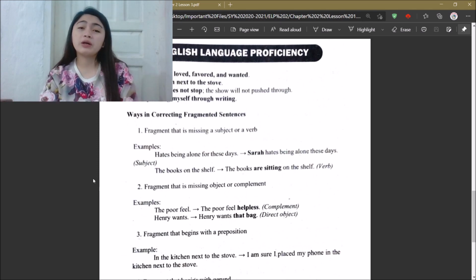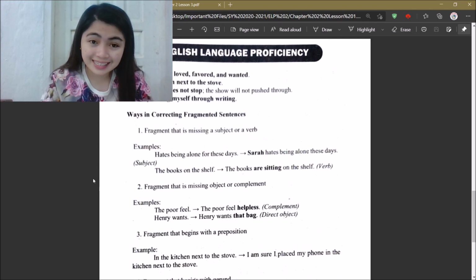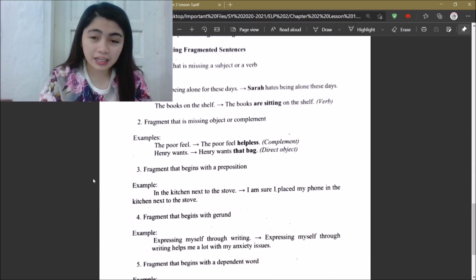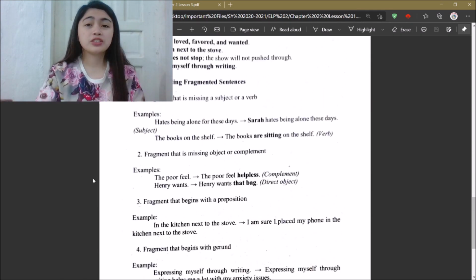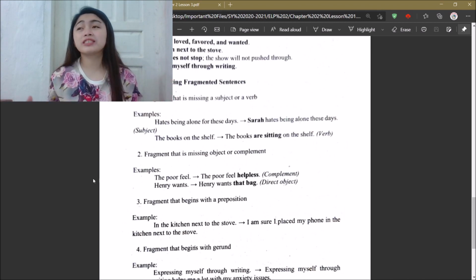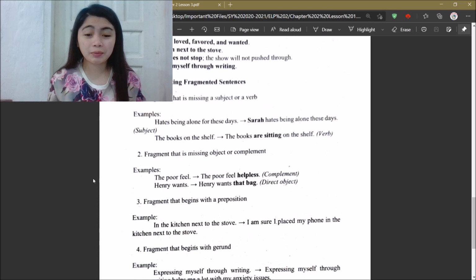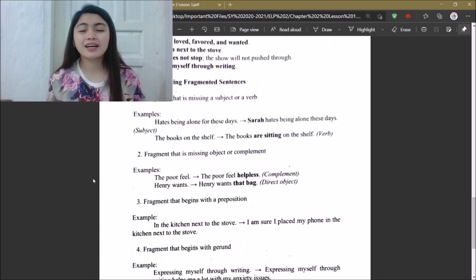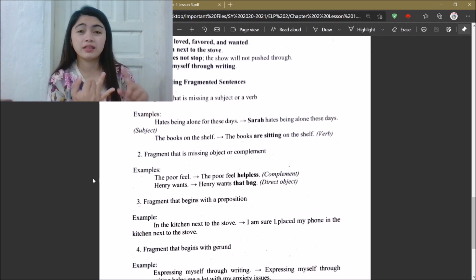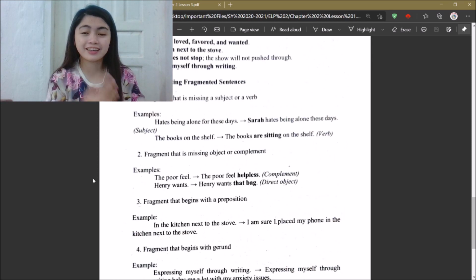So, what are the ways in correcting fragmented sentences? Number one is, yun nga, fragment that is missing a subject or a verb. So, we have our subject, di ba? Subjects natin are nouns. Or sabi ko kanina na gerund. Okay? So, most basically, ang subject talaga natin ay noun. So, this is a place, person, thing, or feeling, right?